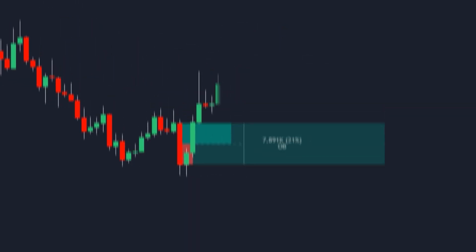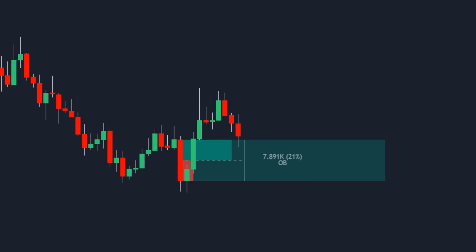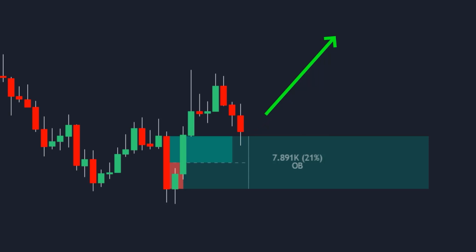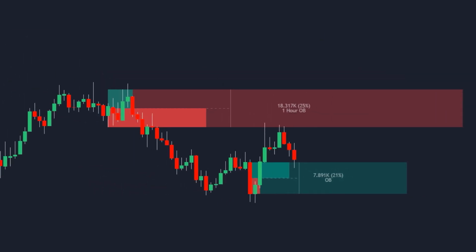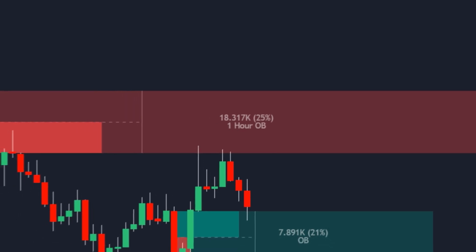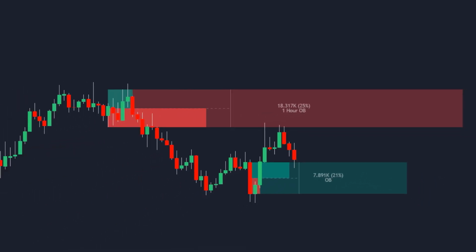Picture this. Price pulls back into a 15-minute bullish order block. The percent is low and there's a lot of volume. Looks like a textbook long opportunity, right? Wrong. Enable the 1-hour time frame and you'll see why. There's a 1-hour bearish order block right above it. Stronger, higher time frame and still intact. That's a red flag. So instead of taking a long entry, you can wait.